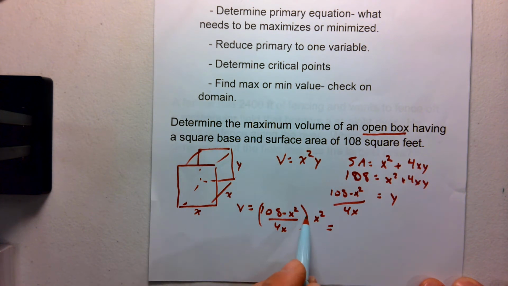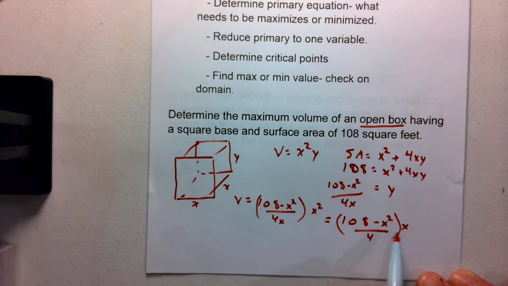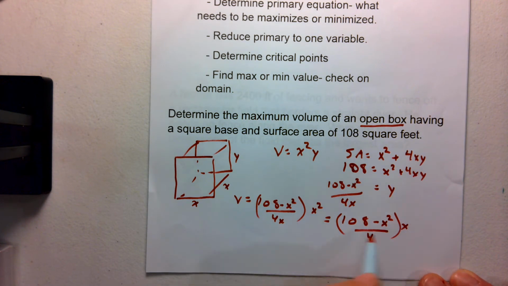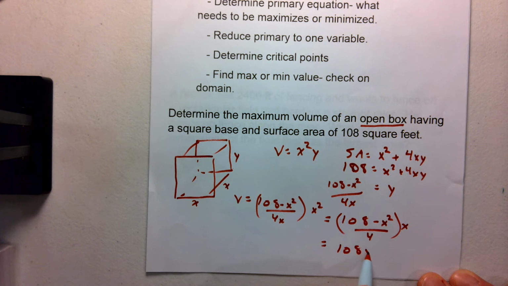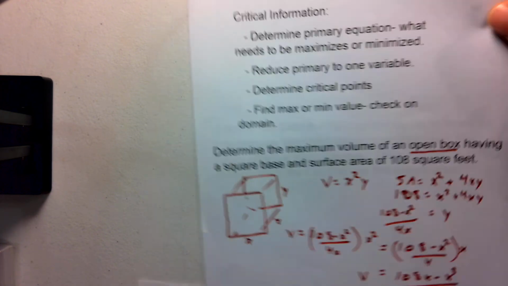Cleaning this up just a little bit, we can cancel out an x. So we have 108 minus x squared divided by 4 times x. And I could multiply my x through to get 108x minus x to the third over 4 as being my volume. Running out of room there, so let's go ahead and pull another sheet of paper in here.